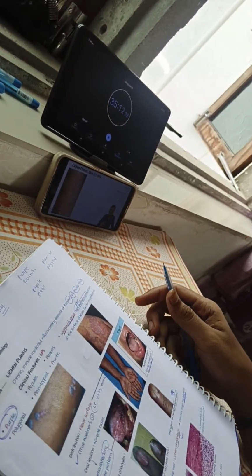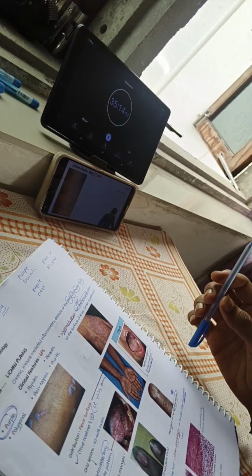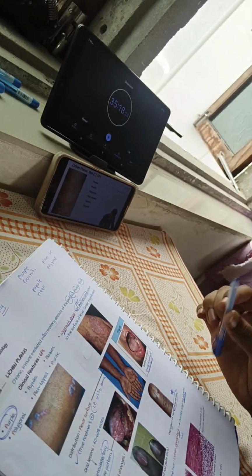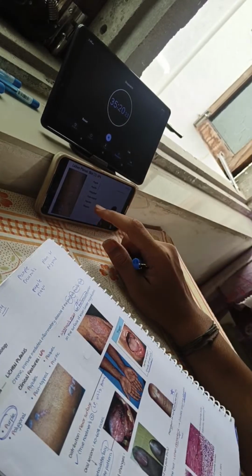Now, look at the cutaneous features of lichen planus. There are 6 P's you need to remember: purple and pruritic, polygonal and plain topped, papules and plaques. Very, very important. First, we remember the color and the symptom together. Next, we remember the shape.